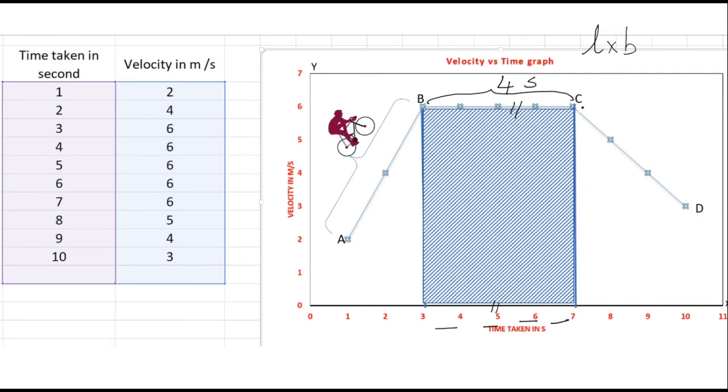And now from here to here, this is representing velocity, because both are parallel here. So from here, this ends till here. So it is 6, that is 6 meter per second.